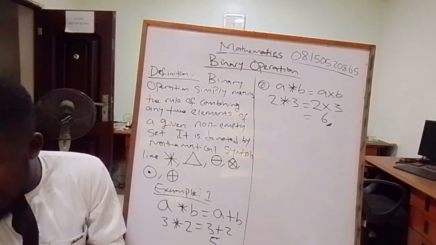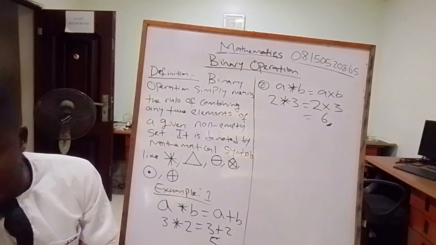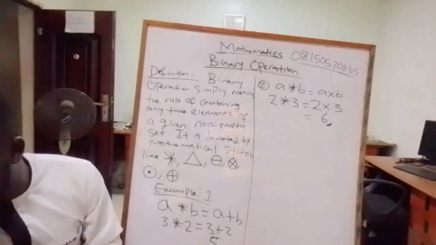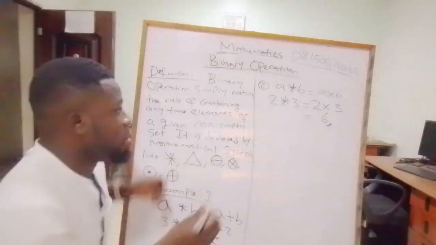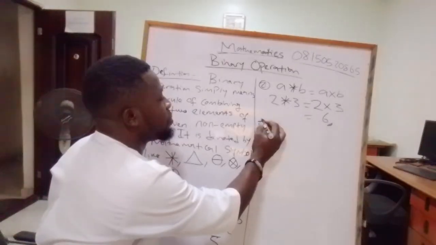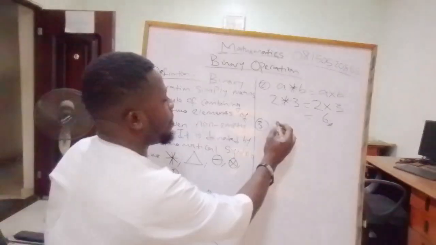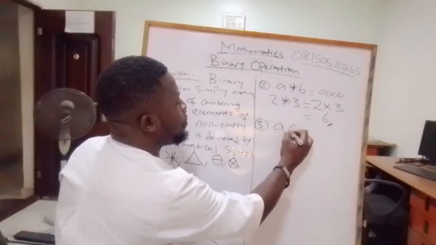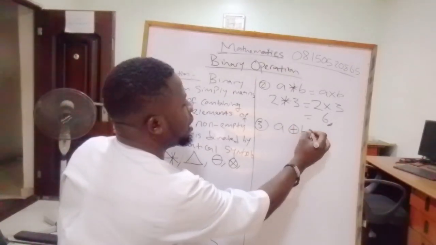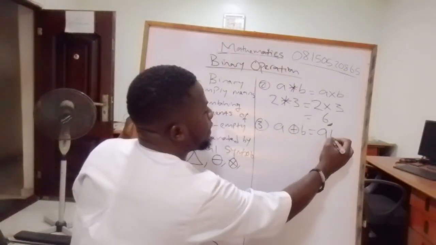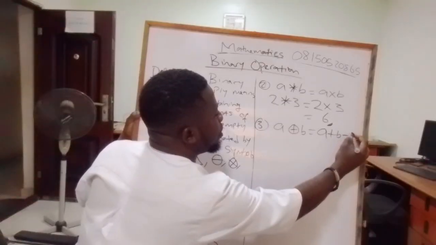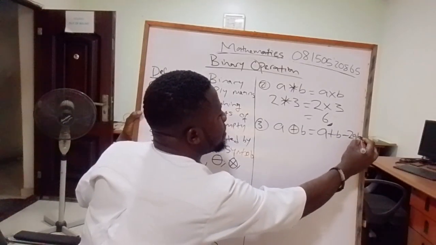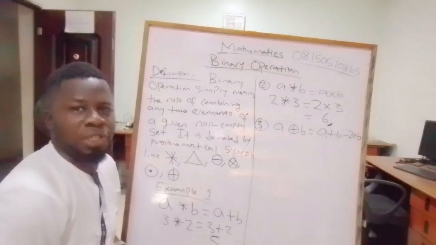Let's see another interesting one. I'm changing the sign now, and I'll use example 3. Let me use this one this time around. a operation b, if I ask it to be a plus b minus 2ab, might be my operation for this one.